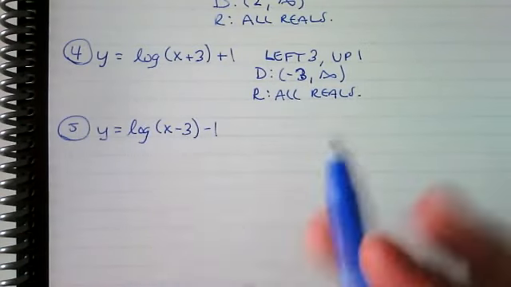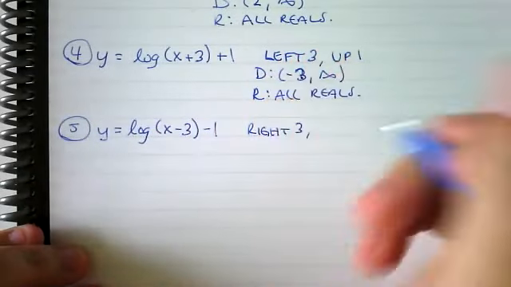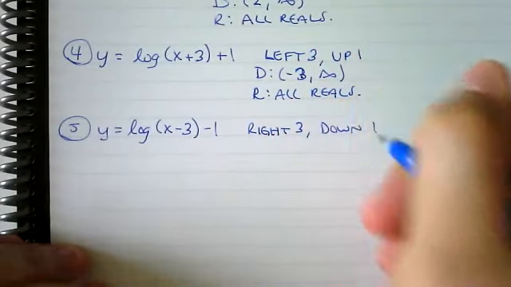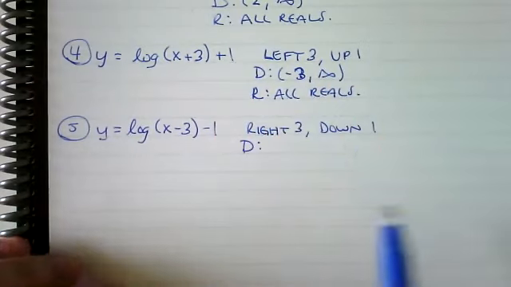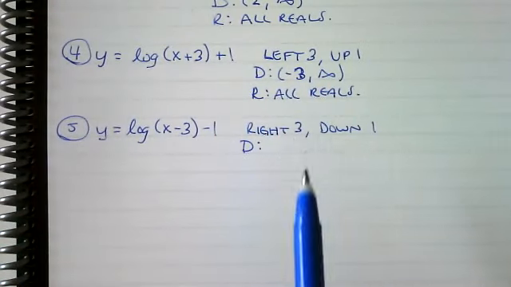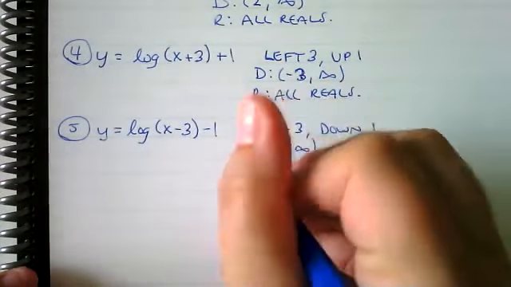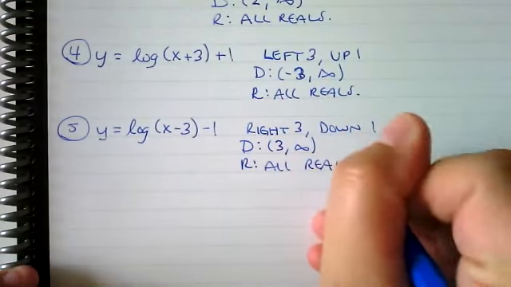So this -3 here is telling me that I'm going right 3. And then this -1 on the outside is telling me that I'm going down 1. Okay, so then for my domain, the right 3 is what is affecting my domain. So my domain is now 3 to infinity, and my range is all reals.